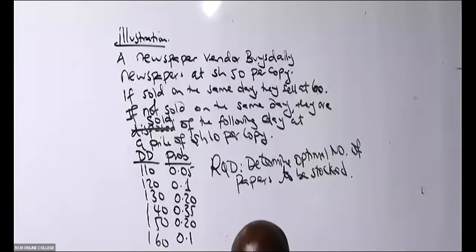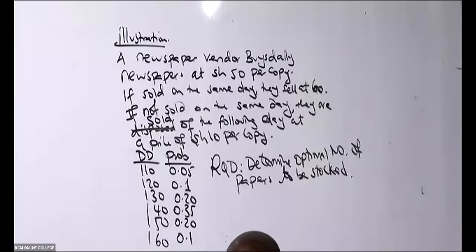A newspaper vendor buys daily newspapers for 50 per copy. So the buying price is 50 per copy. If sold on the same day, they will sell for 60. If not sold on the same day, they are sold off the following day at a price of shillings 10 per copy. So this illustration is great.